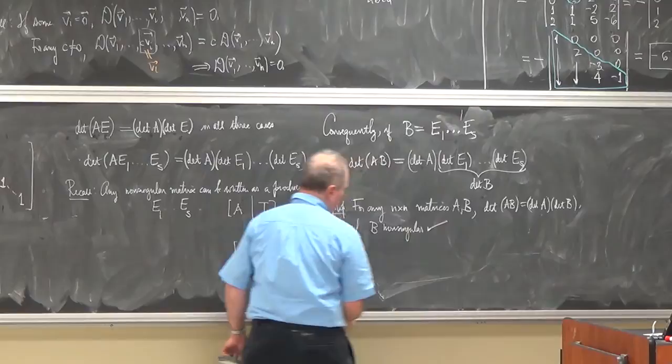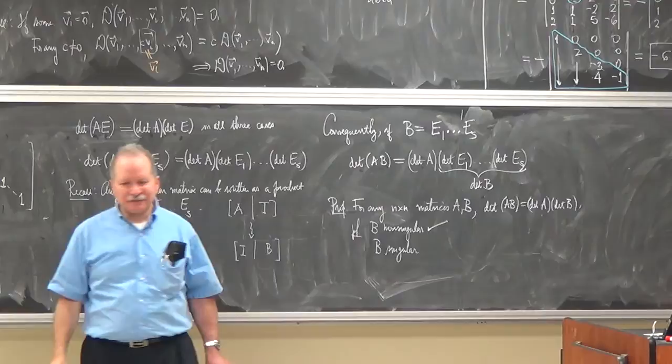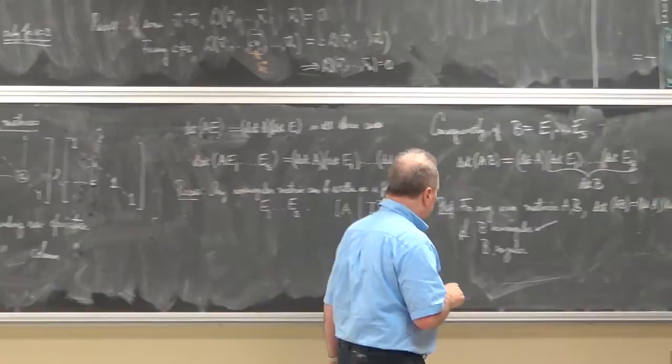What if B is singular? Then the determinant is zero. Why? Because then you can row reduce to get a column of zeros, or you can column reduce to get a column of zeros, and then the determinant would be zero.